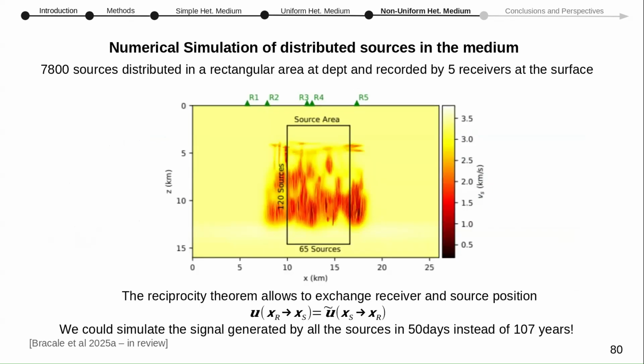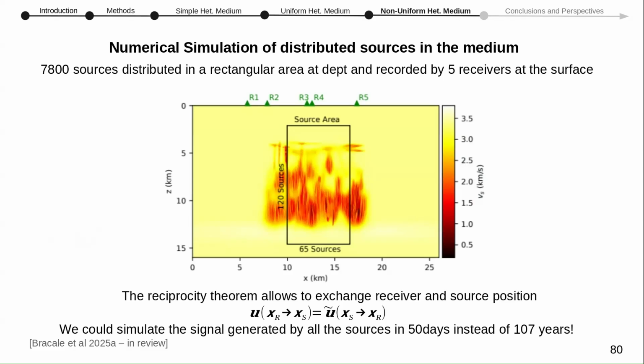So the way we did that is to perform many numerical simulations of the wave equation. In this case, we considered 5 receivers at the free surface and about 8,000 receivers at depth. We used the reciprocity theorem that allows us to exchange the position of source and receiver, and in this way we were able to achieve this configuration just by running 10 simulations for a total of 50 days, instead of about a century that would have been required if we had not used reciprocal conditions.